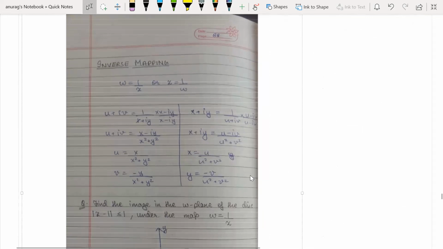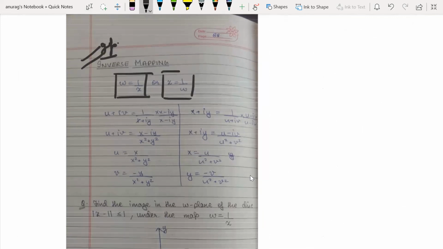The next is inverse mapping. This is very important. In the inverse, w equal to 1 by z or z equal to 1 by w. Inverse, the word has the same meaning. If you know z, you can find w. If you know w, you can find z by these two relations.